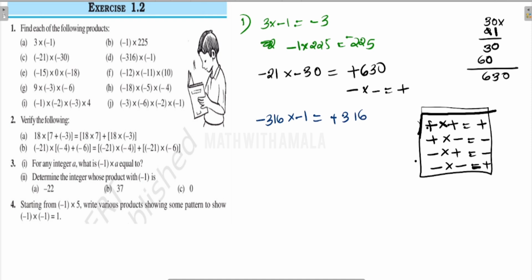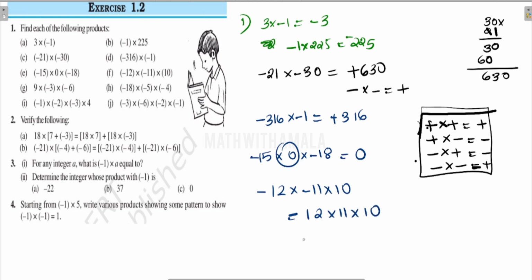So the next question, negative 316 into negative 1. Negative into negative will become positive. Then 316 into 1 is 316 itself. Minus 15 into 0 into minus 18. Always, whenever we have 0 in between a multiplication, that complete multiplication will be 0.